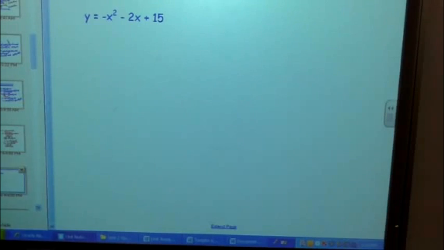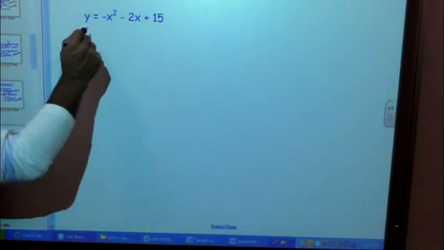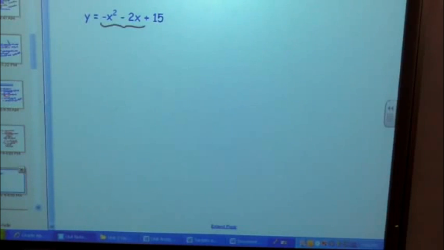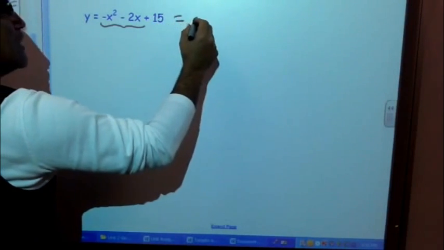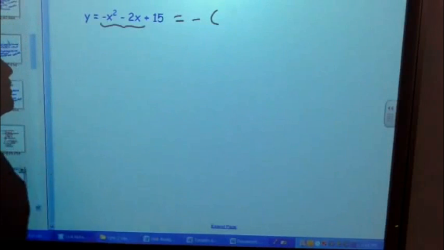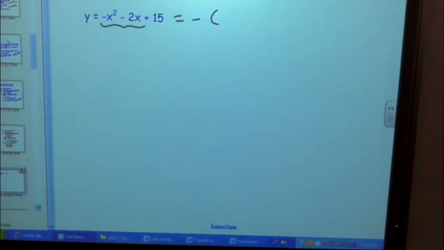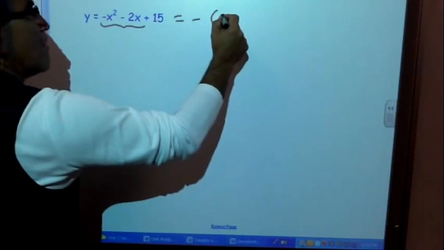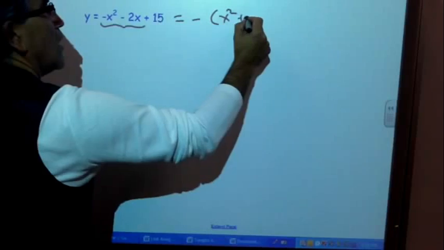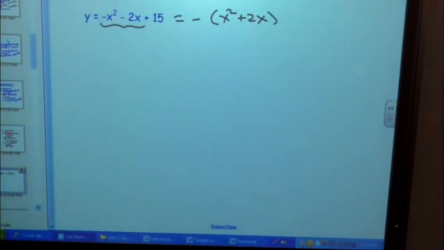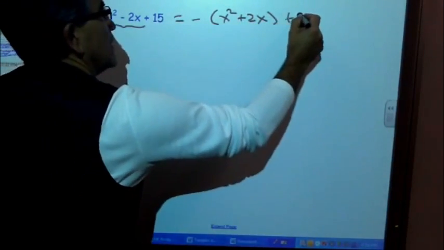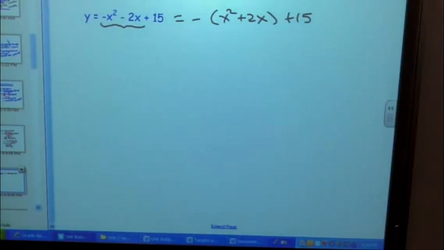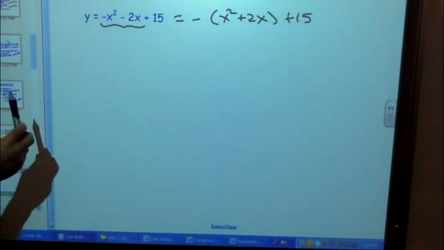One more example. Begin the same way. I take a look at my first two terms, and I'm going to factor the negative 1 out of those two. We call this partial factoring. So I'm going to take negative 1. I don't write the leading coefficient of 1. I could if it was easier. I'm just going to leave it like that this time. And I realize that I would have x squared plus 2x as the other factor, and plus my 15.